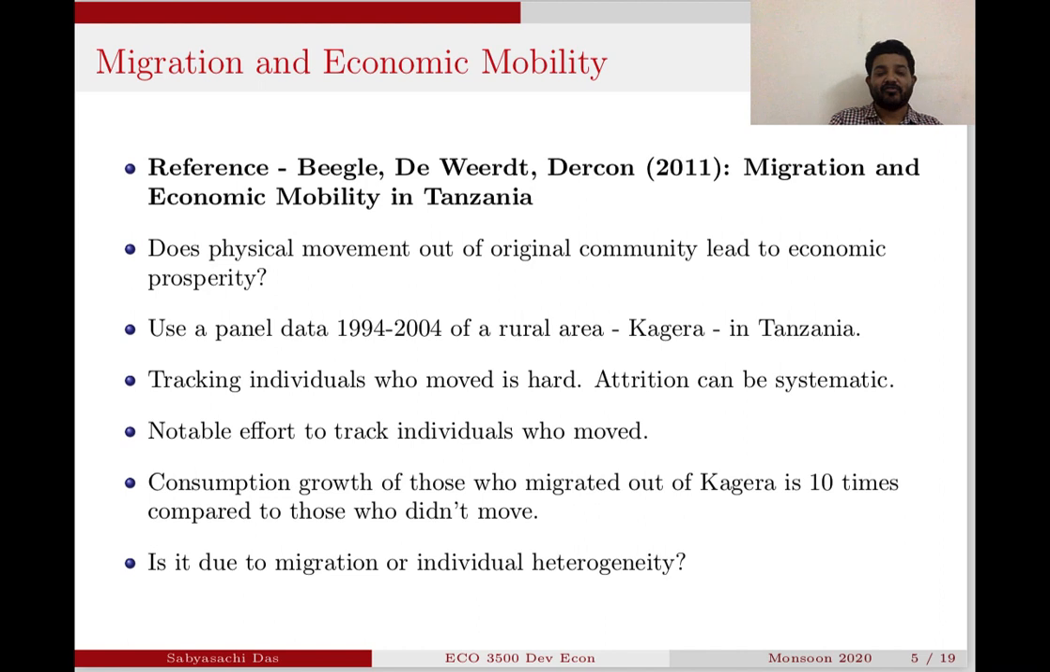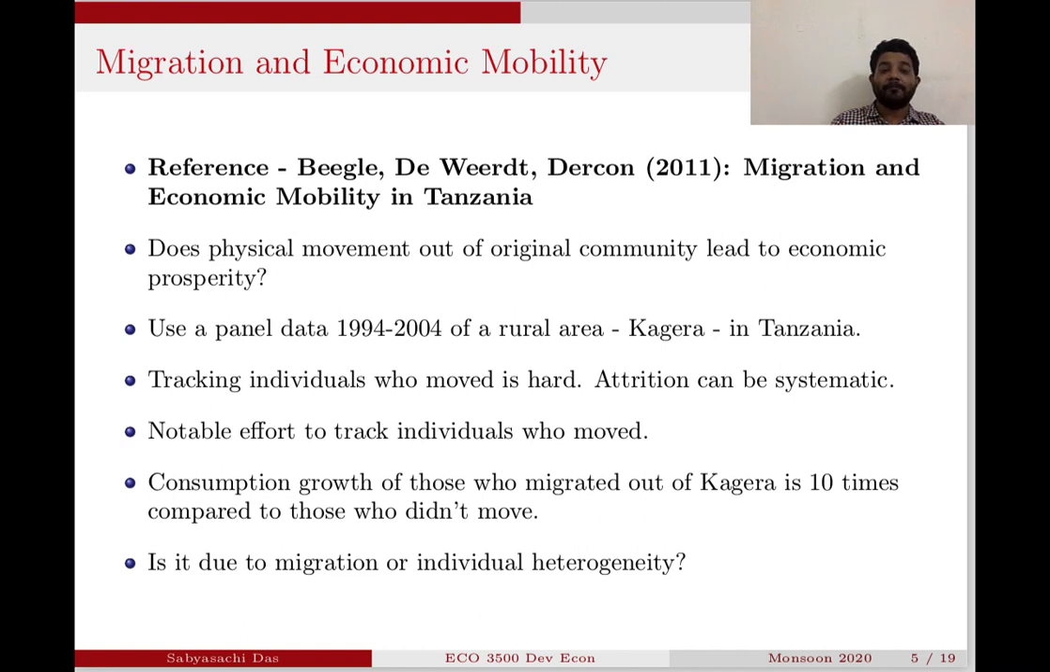I'll talk about this process of migration and upward economic mobility in the context of this paper by Beegle, De Weerdt, and Dercon in 2011. It's called Migration and Economic Mobility in Tanzania. So what they basically do is they go to a region in Tanzania and they try to see whether migration leads to better economic prospects for those people who have moved out versus those people who have stayed in, right? So basically their research question is, does physical movement out of the original community lead to economic prosperity?